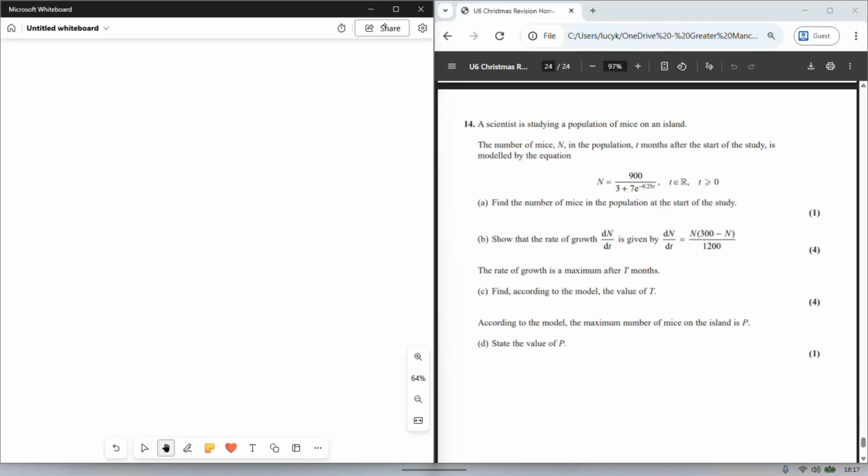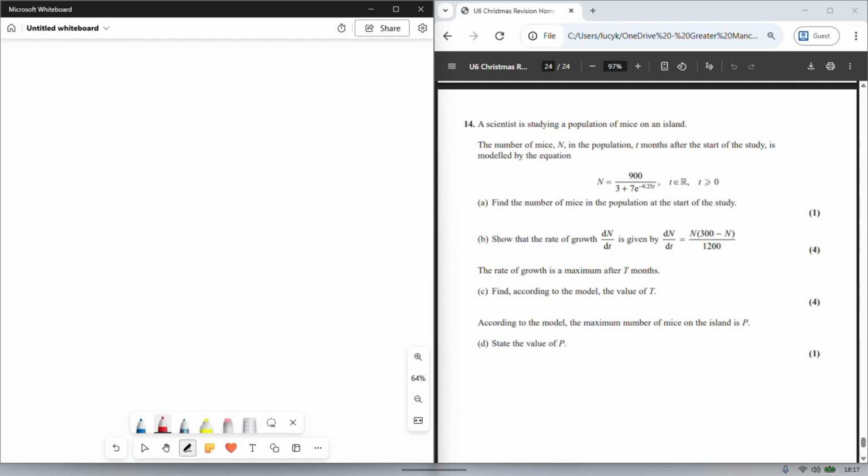So now I'm going to go through question 14 on June 18 paper 2, which you may struggle with just because we haven't properly done rates of change yet. So that's probably why this question felt more difficult, and also it's just a bit of a tricky question as well. So let's look at it. It says mice on an island. So the number of mice, n, in the population after t months is given by that equation there.